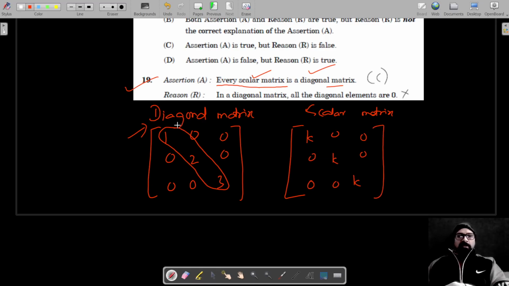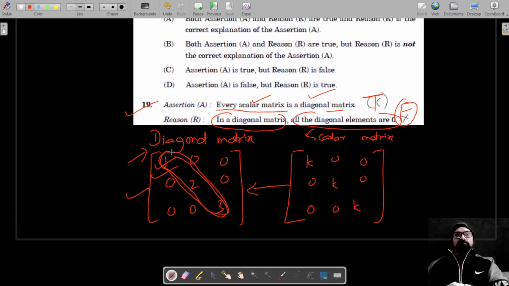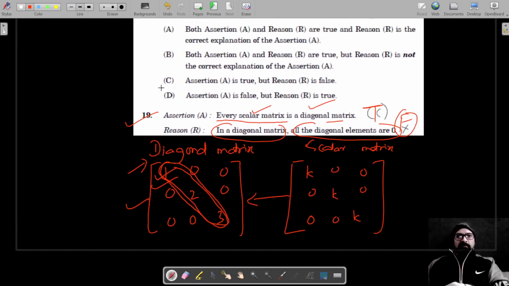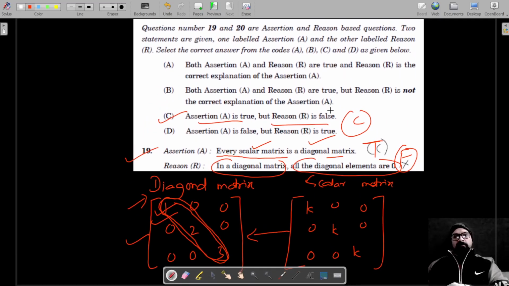So in the diagonal matrix, all principal diagonal elements are scalars. That means every scalar matrix is a diagonal matrix, which is true. So this one is true. Now, the reason says that in a diagonal matrix, all the diagonal elements are 0, which is false because all the diagonal elements are non-zero. So for this, C is the correct option. The assertion is true, but reason R is false. So option C is the correct one.